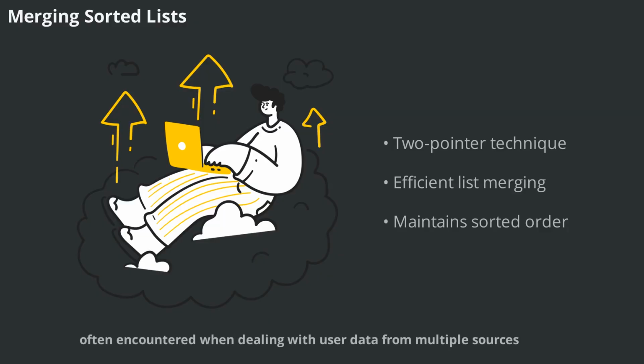Merging sorted lists is a classic interview problem, often encountered when dealing with user data from multiple sources. The question is how to merge two sorted lists into one sorted list efficiently. The two-pointer technique is the optimal solution, allowing you to iterate through both lists and combine them in order. This approach ensures that the merged list remains sorted and minimizes computational overhead. Mastering this technique is valuable for handling data synchronization and aggregation tasks in Android apps.